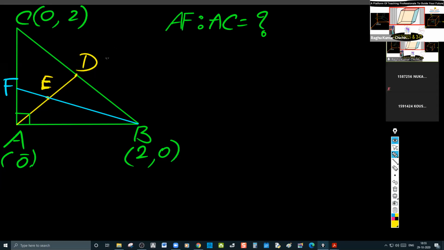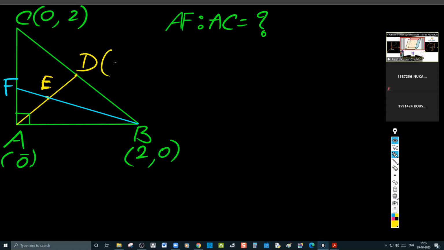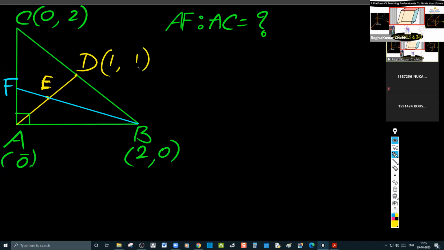Sir? Coordinates of D, please. Coordinates of D. Midpoint of, sir, 1, 1. That's it. Still, because E is the midpoint of AD, you will get 1 by 2, 1 by 2. So even if you want to avoid this, I'm teaching you some techniques here to solve the problems easily.